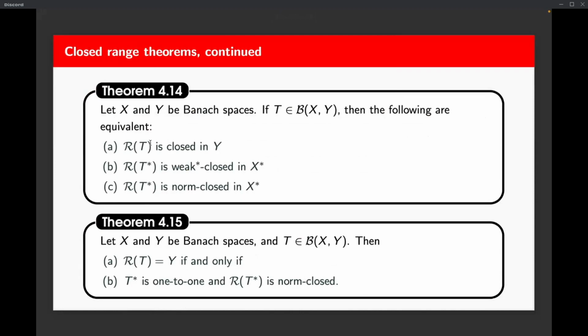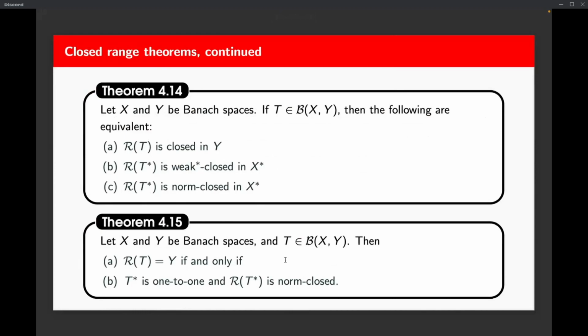So the range of T is closed in Y, and then we have two statements about the range of the adjoint of T in the dual space. The range of the adjoint is weak star closed in the dual space under the weak star topology, and also is norm closed in X star under the norm topology. So those three things are all equivalent if you have a bounded map from X to Y.